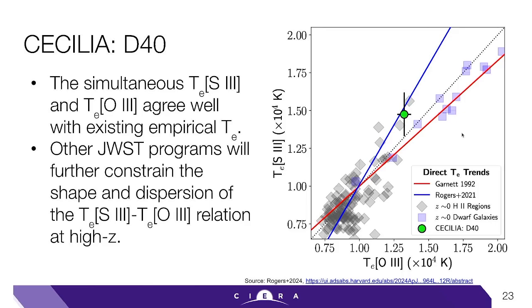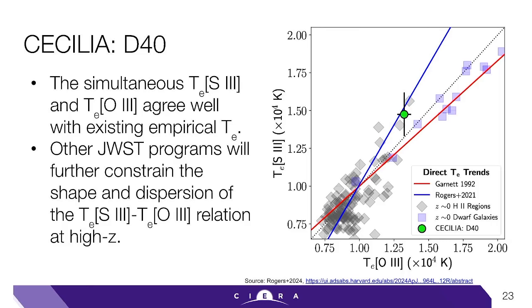So what we see is that the sulfur-3 and O3 temperatures in D40 agree very well with the local empirical direct temperatures and with the electron temperature scaling relation calibrated on local ionized regions. However, this is just one data point, and for CECILIA, this is the only galaxy where we have an oxygen-3 temperature, but other JWST programs will be able to populate this diagnostic diagram and calibrate a new electron temperature scaling relation for application at high redshift.